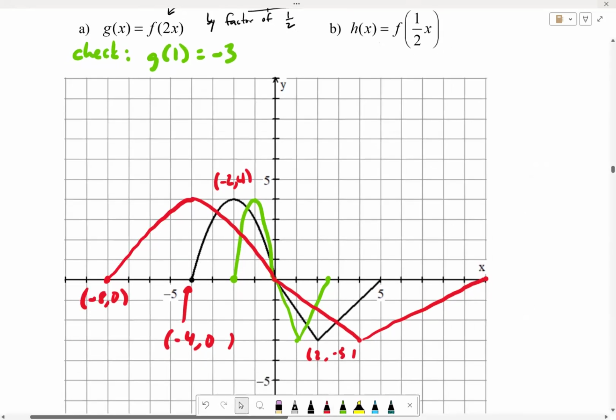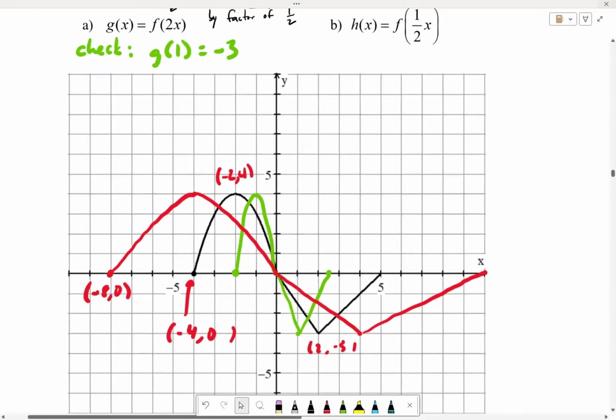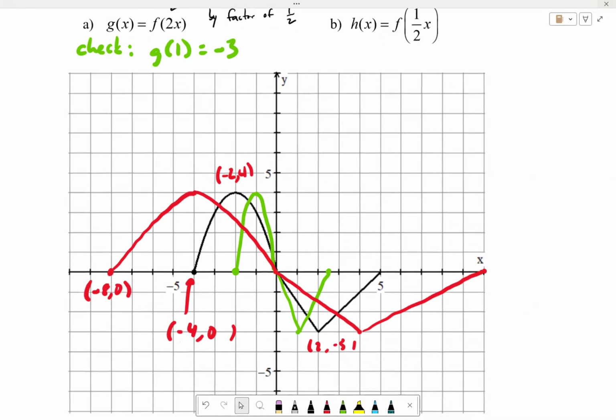Exactly, perfect. But I hope that you can see that the red one compared to the black one is a horizontal stretch. It's all been perfectly stretched. The vertical has stayed exactly the same. The green one compared to the black one is a horizontal compression. And those are the two things we're doing today.